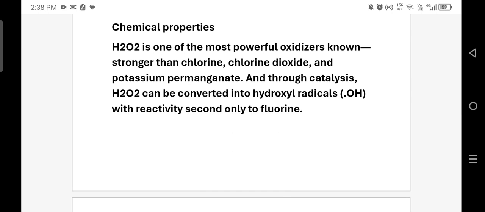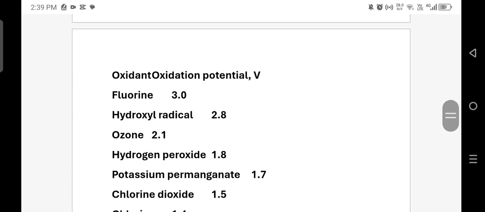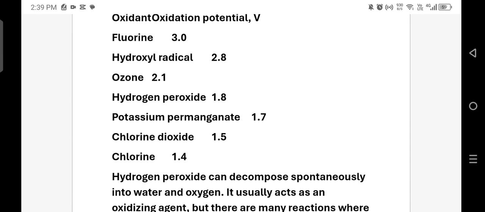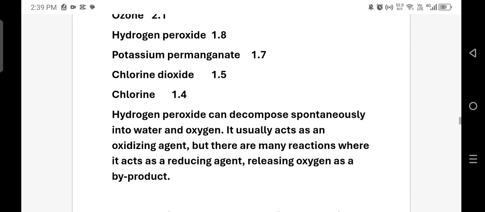Chemical properties. H2O2 is one of the most powerful oxidizers known, stronger than chlorine, chlorine dioxide, and potassium permanganate. Through catalysis, H2O2 can be converted into hydroxyl radical (OH) with reactivity second only to fluorine. Oxidation potential in volts: fluorine 3.0, hydroxyl radical 2.8, ozone 2.1, hydrogen peroxide 1.8, potassium permanganate 1.7, chlorine dioxide 1.5, chlorine 1.4.